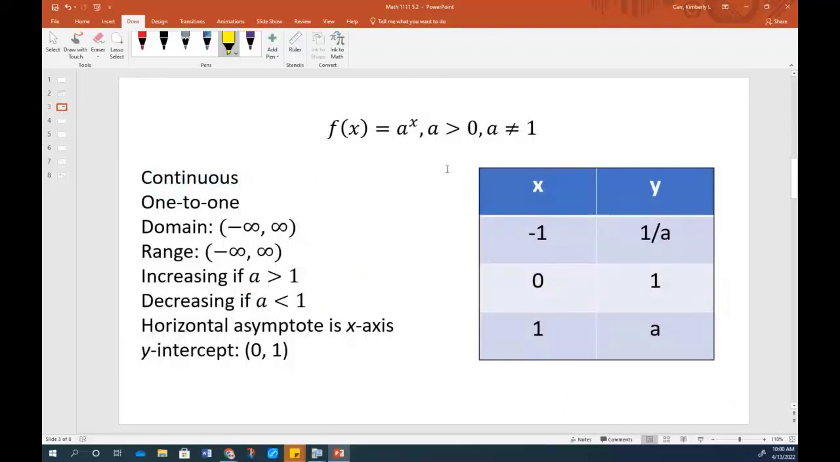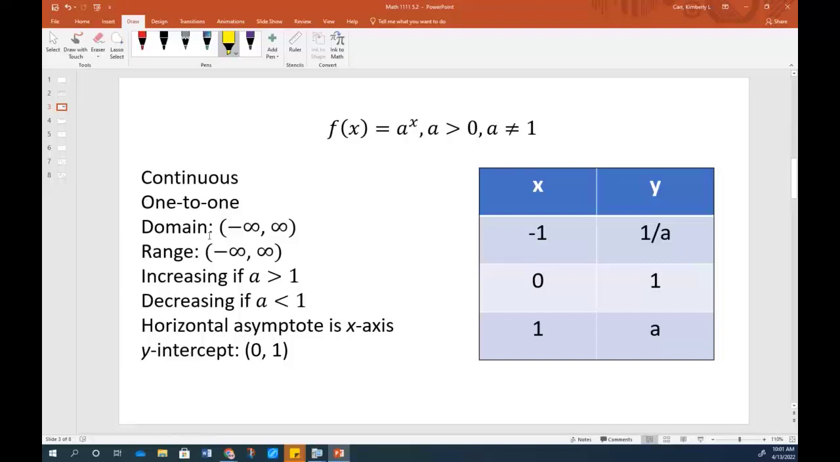So these are the conditions that we had to meet for an exponential function. Our base has to be positive and can't equal 1. And then these are actually the commonalities. It's continuous. It's all connected. It's one-to-one. The reason that's important is because we learned in our last section in 5.1 that if a function is one-to-one, its inverse is also a function. So when we learn to take an inverse of these, it will also be a function.